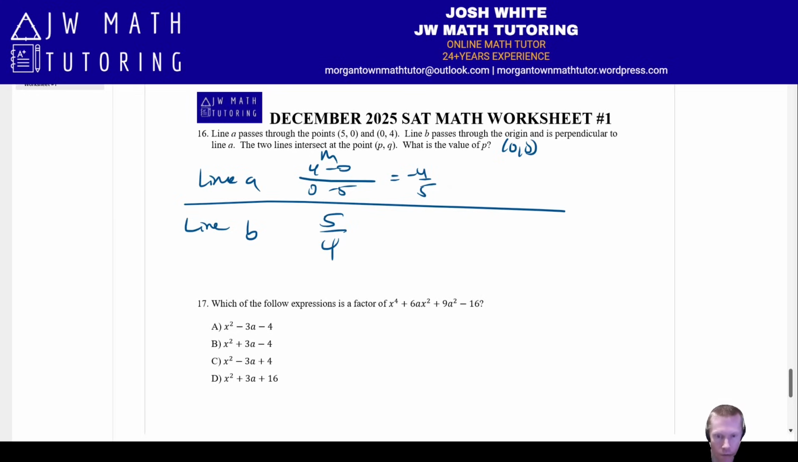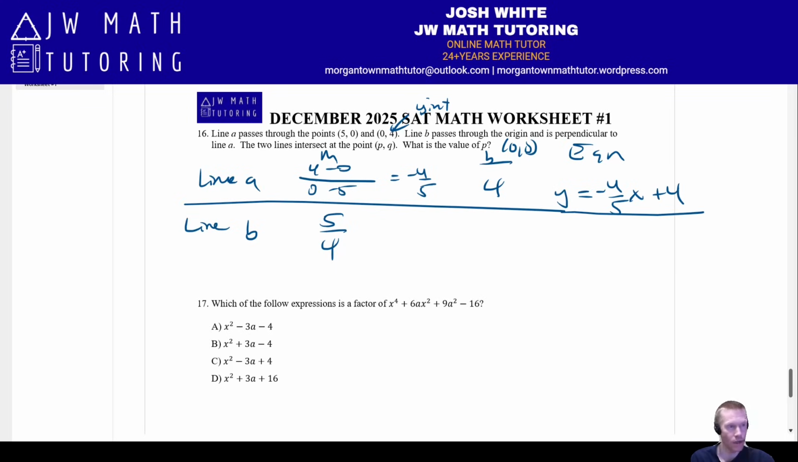line A will also have a b value of 4, because this right here is a y-intercept point, 0 comma something. All right, so that means we know now the equation for line A is negative 4/5 x plus 4. All right, next, line B goes through the origin. Okay, the origin is always a y-intercept value because it has an x value of 0. Therefore, we know that the b value for line B is 0.